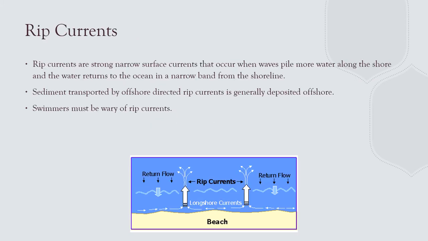Localized rip currents are dangerous return flows. If there's a low pressure system in the Gulf, wave action picks up. Rip currents can be very dangerous. They can pull someone out to sea and cause them to drown.